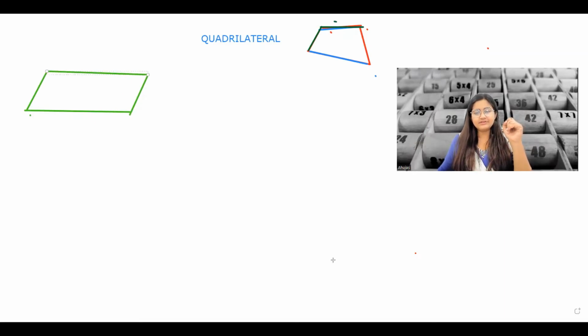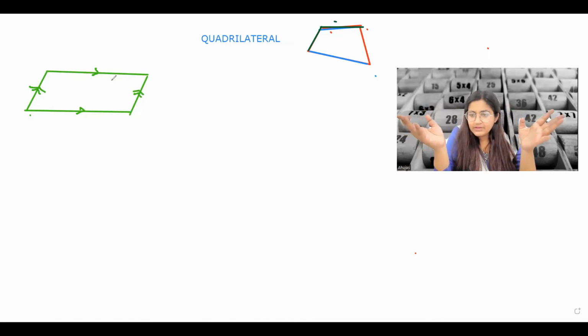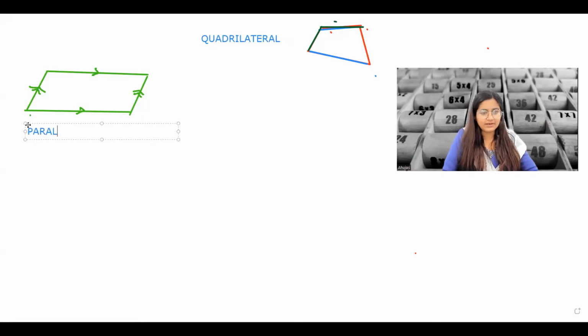This side is parallel to this one, and this one is parallel to this one, right? So it makes a quadrilateral in which opposite sides are parallel. Then it is known as a parallelogram. The same quadrilateral I'm making, but the only change is making its opposite sides parallel. That's it. It forms a parallelogram. Like parallel lines are there, so it is known as parallelogram.